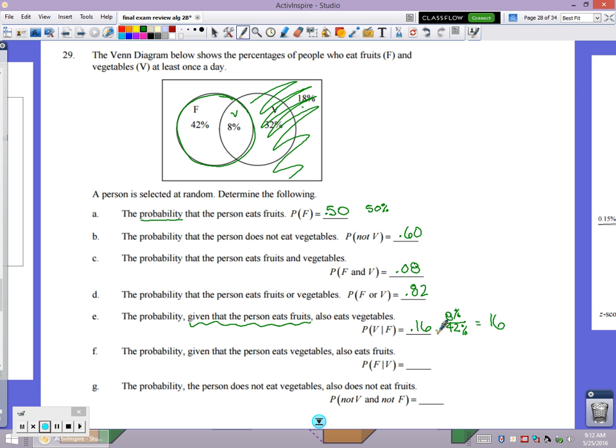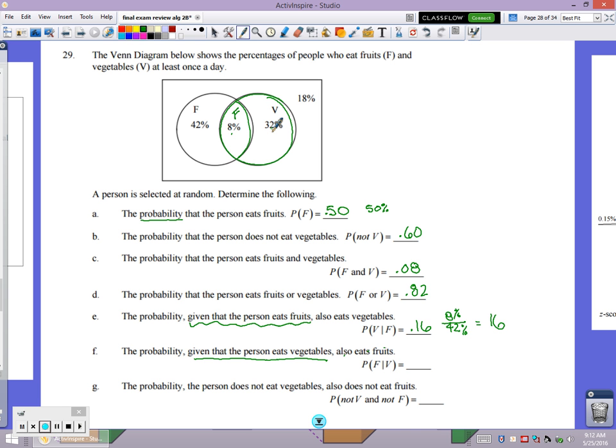All right, the probability given that the person eats vegetables also eats fruits. Okay, given that the person eats vegetables, so I feel like we're doing the other circle. Given that they eat vegetables, let's make sure I'm reading this right. Given that the person eats vegetables, that they also eat fruit, that they also are in here. So we have now 8 out of that total, 30, 40. 8 out of 40.